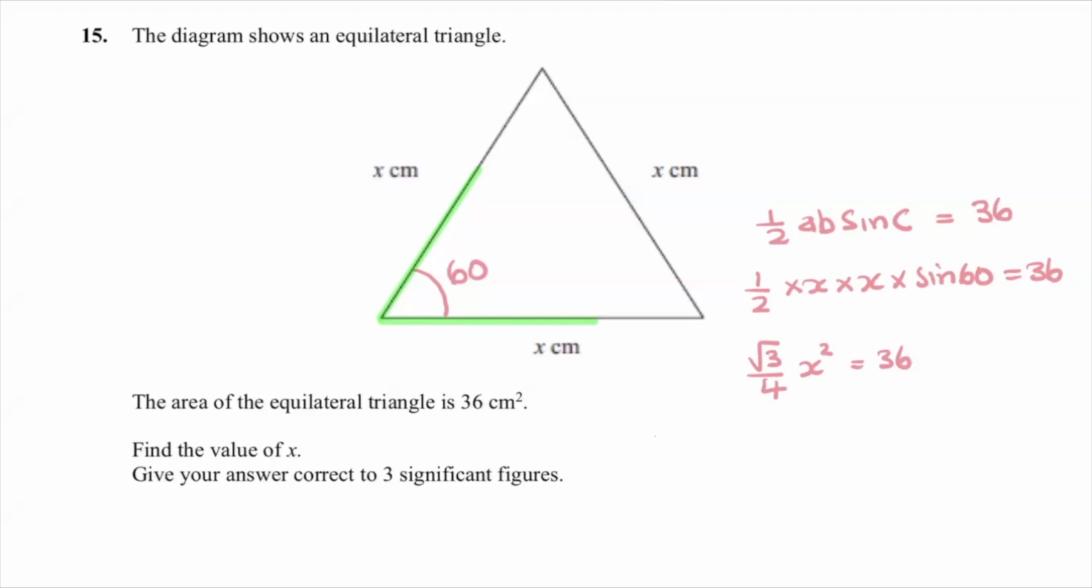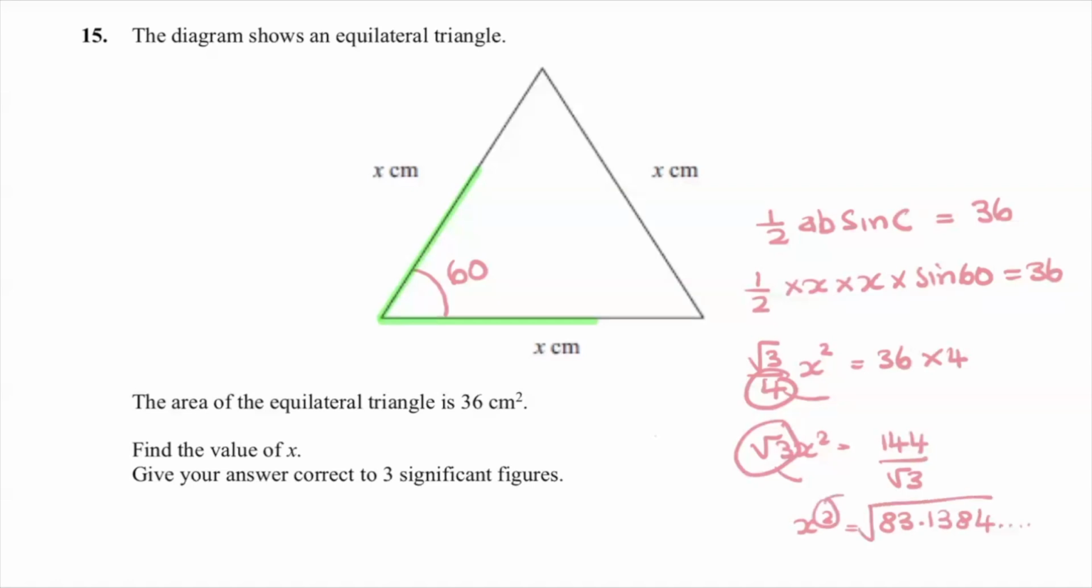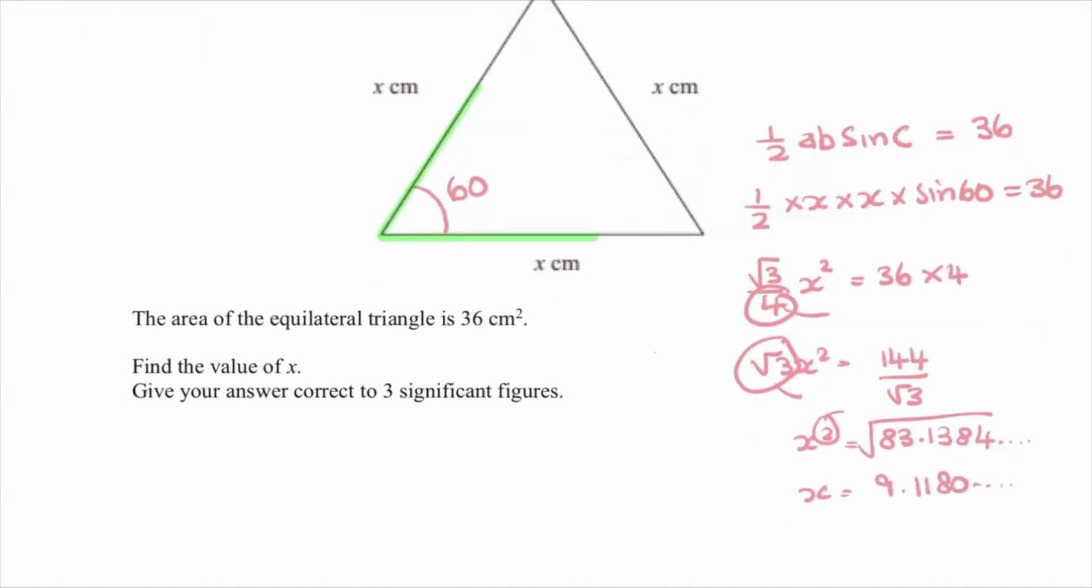And now we can just start to unpick this in order to get that x on its own. So I'm going to multiply through by the 4. I'm then going to divide through by root 3, and then just square root to finish off. Check how they want it. They want it to 3 significant figures, so it would be 9.12 as our final answer.